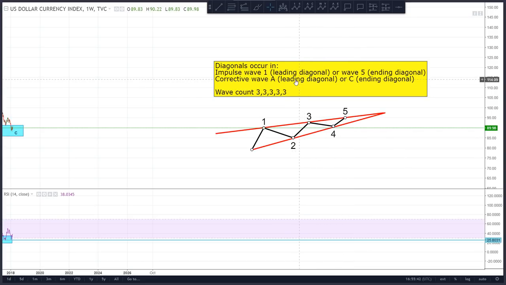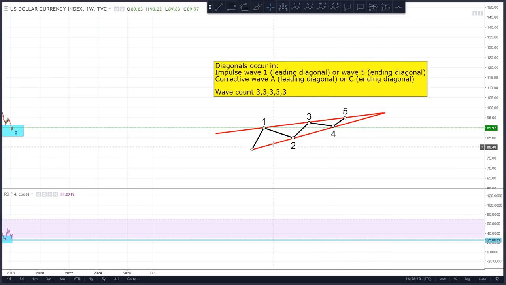Depending where they occur in the wave, they're labelled as a leading or an ending diagonal. If it's wave 1, we call it a leading diagonal because it's at the beginning of the wave, and if it's in wave 5, the last part of the impulse wave, we call it an ending diagonal. It's as simple as that. And the same applies with the ABC. Wave A is the start of the correction, so we call it a leading diagonal, and wave C is the end of the correction, so we call it an ending diagonal.